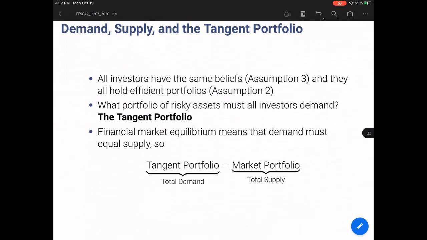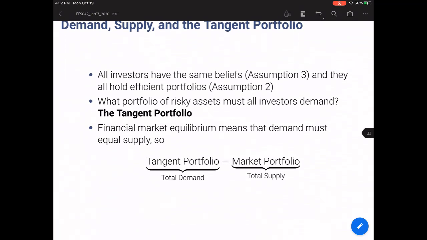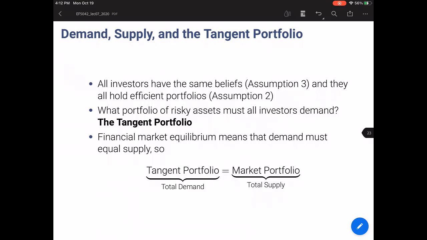Or in this slide. So let's summarize again. All investors have the same beliefs, which is what assumption 3 is saying. Again, that means that everyone agrees what the expected returns and the volatility is for every asset that can be included in the portfolio, and they hold efficient portfolios. So that means that everyone wants to hold some portfolio on the green line, and they can, given sufficient ability to formulate their portfolios.